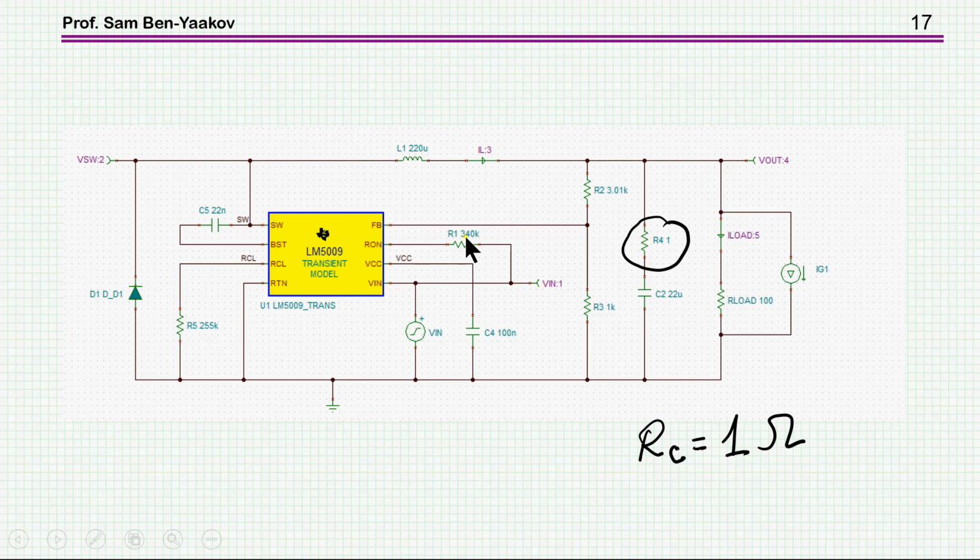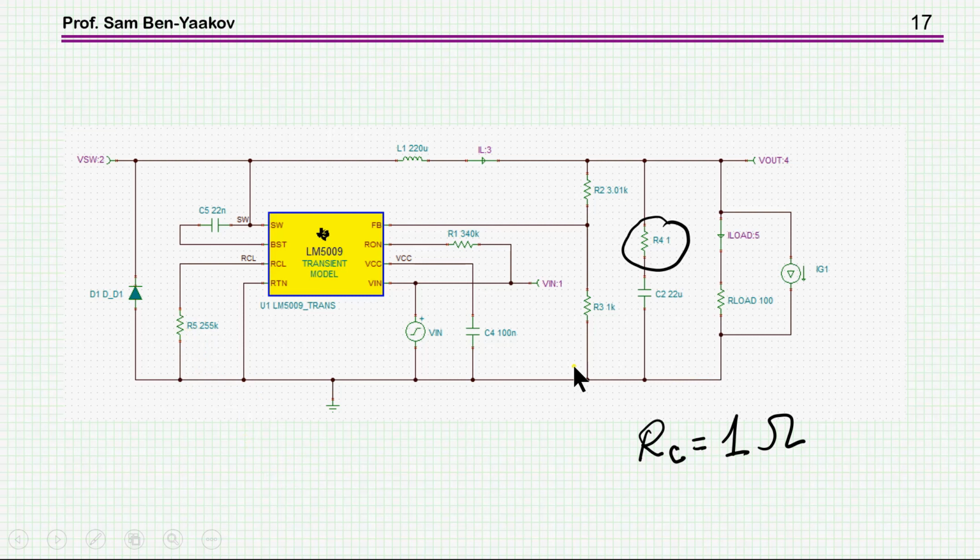Here it's 340 kilo ohm. This is setting the on time. And then we have this is just the VCC, and then we have this is just for the shutdown control over current protection, and that's just about it.